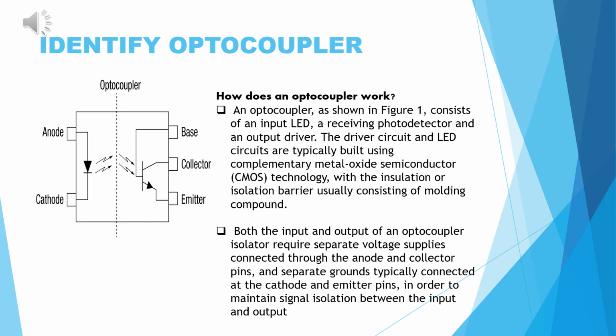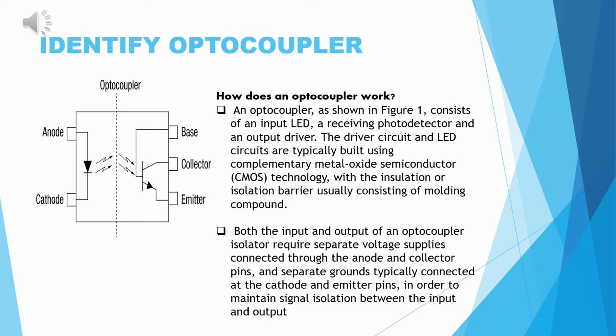How does an optocoupler work? An optocoupler, as shown in figure 1, consists of an input LED, a receiving photodetector, and an output driver. The driver circuit and LED circuits are typically built using complementary metal oxide semiconductor (CMOS) technology, with the insulation or isolation barrier usually consisting of molding compound.